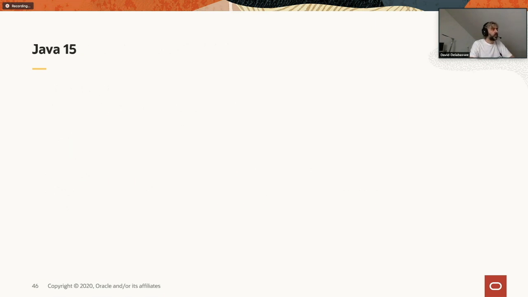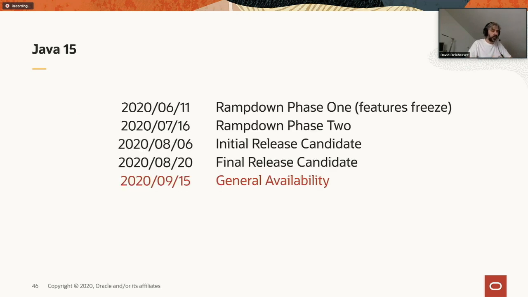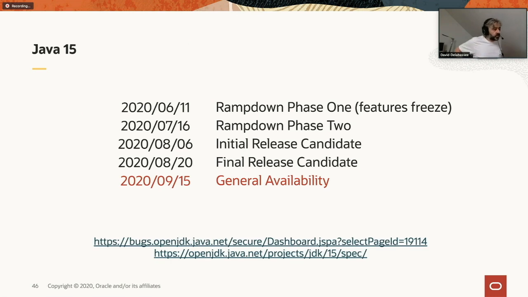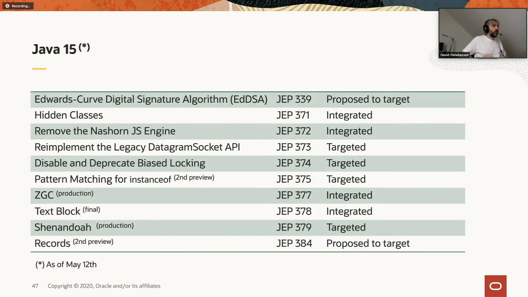Now let's quickly look at Java 15. So that's the schedule. Nothing will change on that front. This is a table that I made yesterday, and I checked this morning. It was still up to date. Those are the multiple JEPs that will be part of 15.